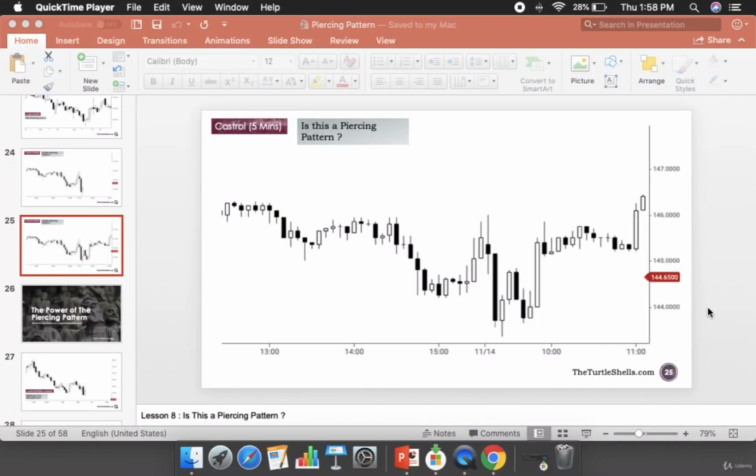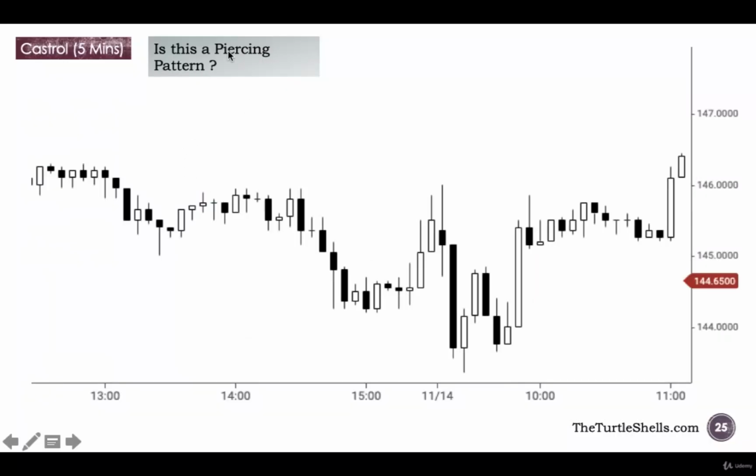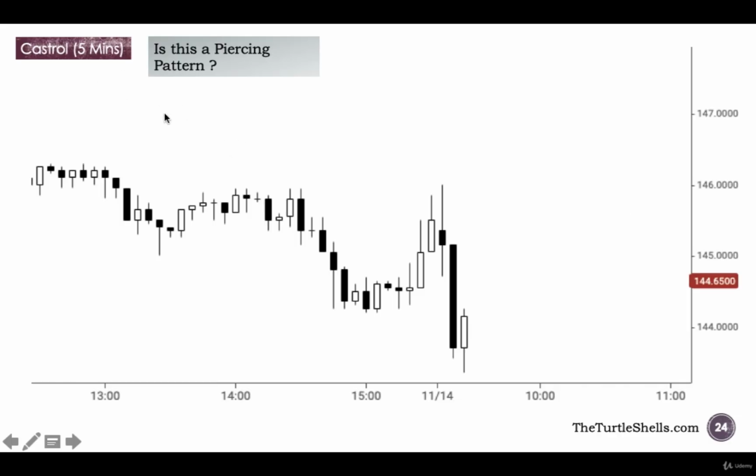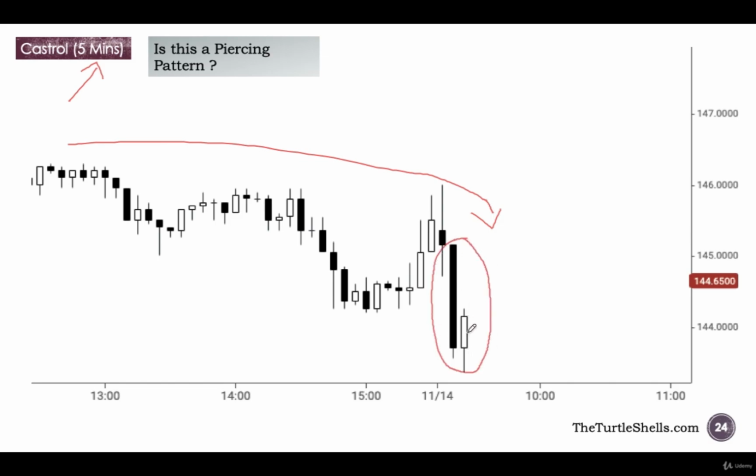Alright, now let's have a look at a quick quiz question, okay? So is this a piercing pattern? For this, I have taken an intraday chart of Castrol. This is a 5 minute chart, okay? So it's a nice downtrend. Okay, look at this pattern. Long black real body and a small white real body. It's a long white real body, but compared to this candle, it's a small white real body.